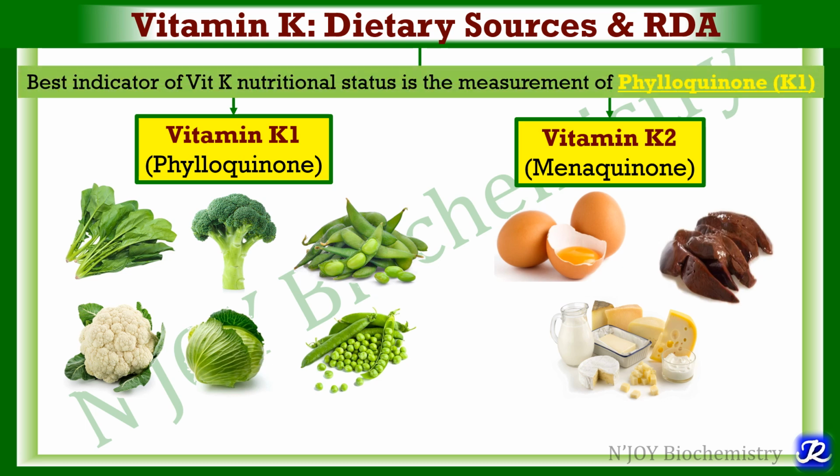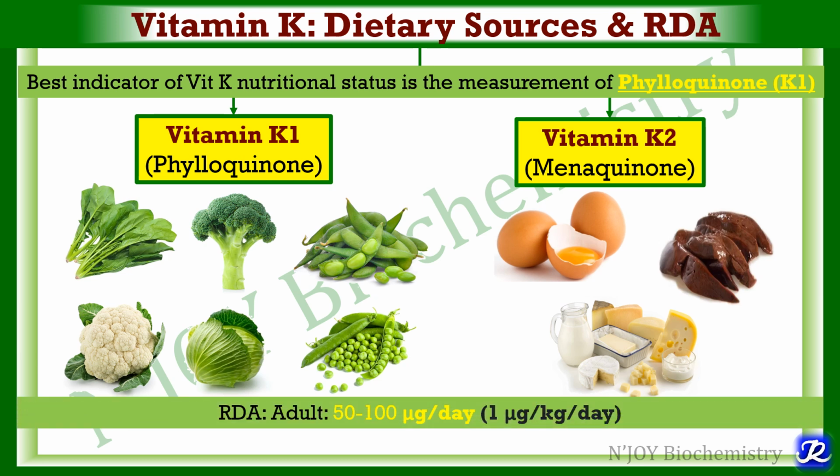The best indicator of vitamin K nutritional status is the measurement of vitamin K1, that is phylloquinone. The RDA in adults is about 50 to 100 microgram per day, that is 1 microgram per kg per day. And even if the diet does not contain this vitamin, intestinal bacterial synthesis will meet the daily requirements provided the absorption is normal, because this vitamin K is synthesized by the intestinal bacterial flora.